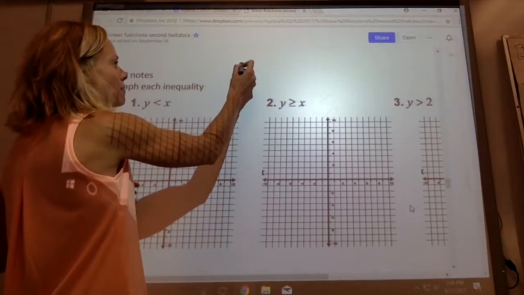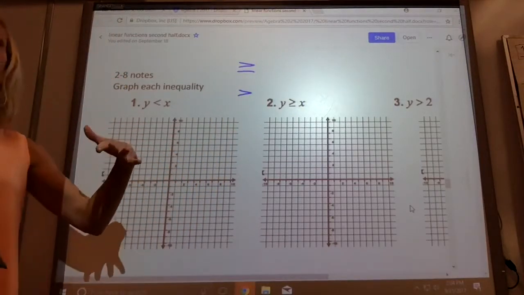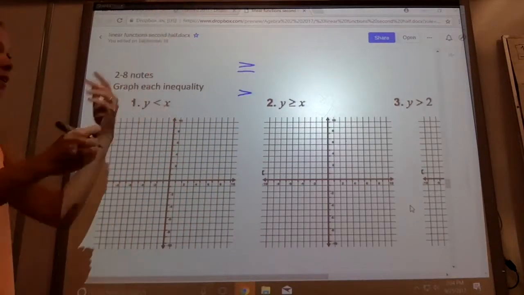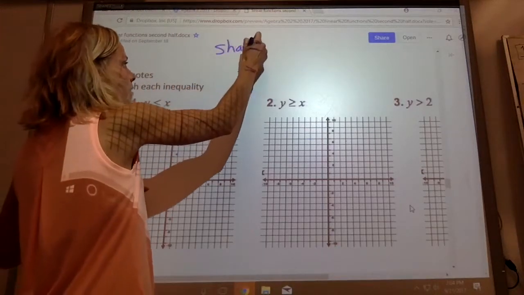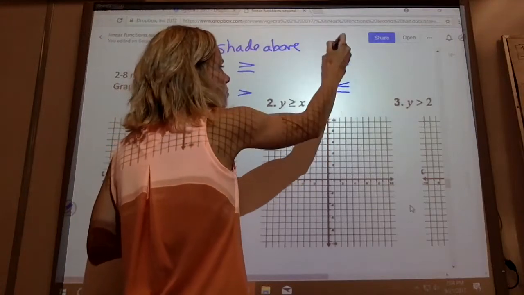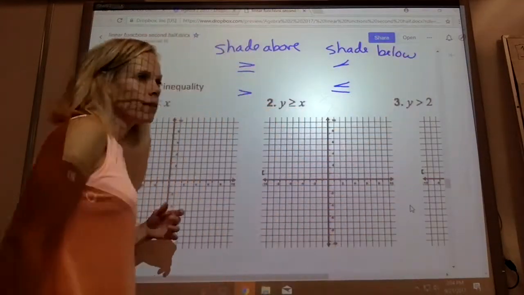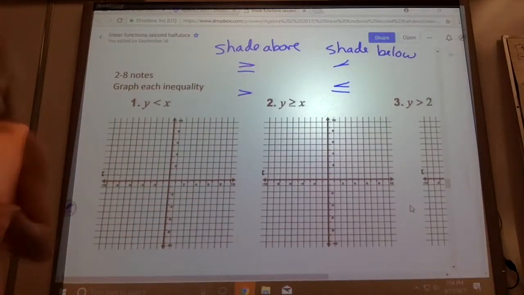When you have a greater than sign or greater than or equal to sign, you shade above. When you have less than or less than or equal to, you shade below. Hopefully you remember that: greater than you shade above, less than you shade below. Or write it down, just in case.